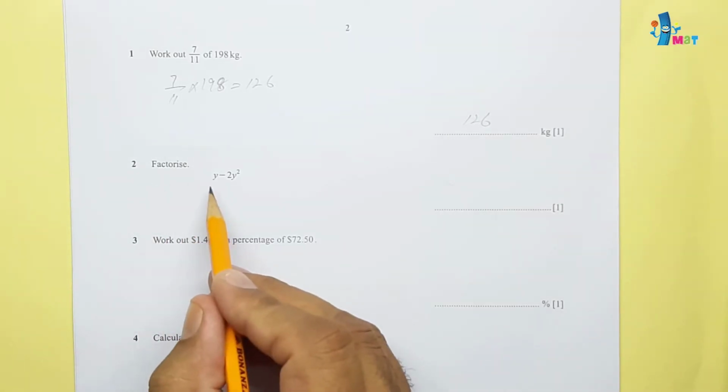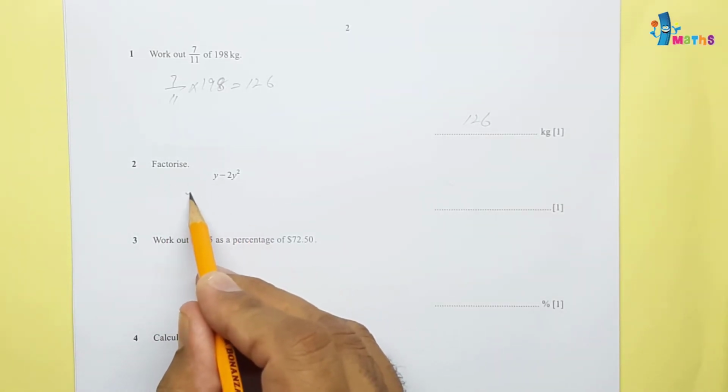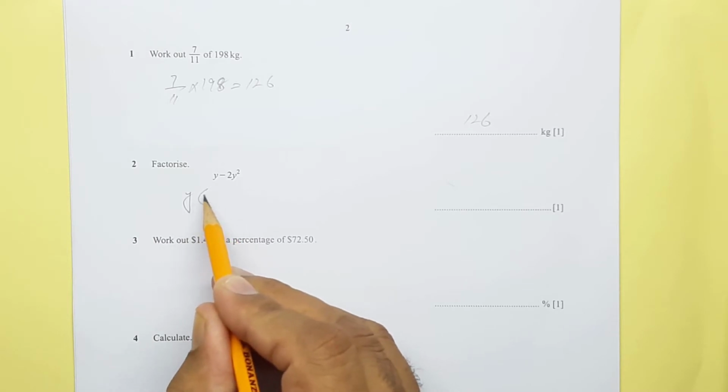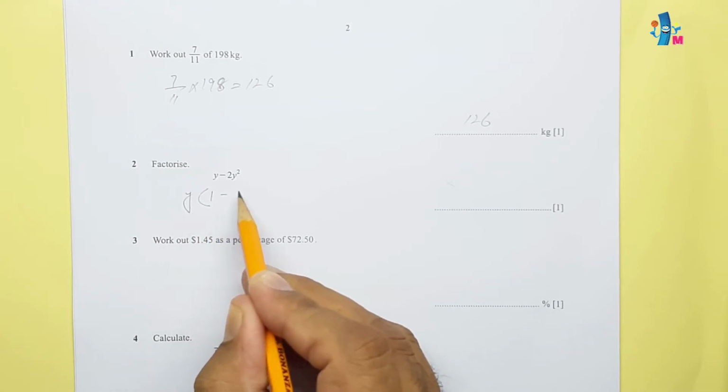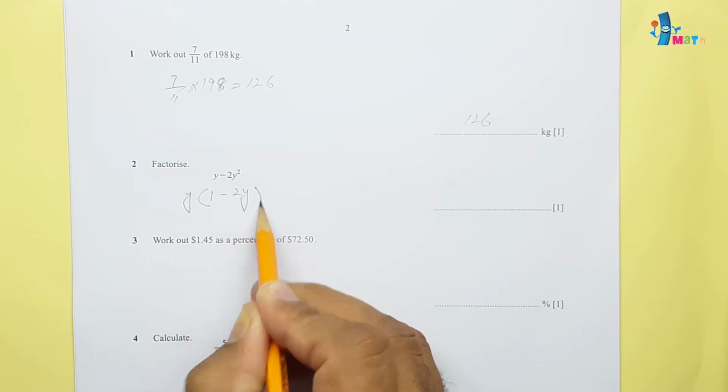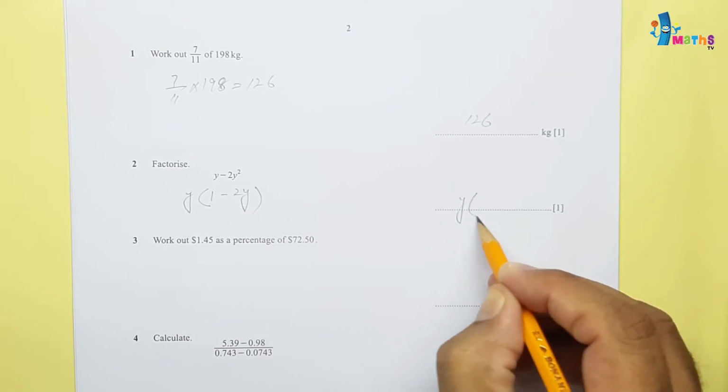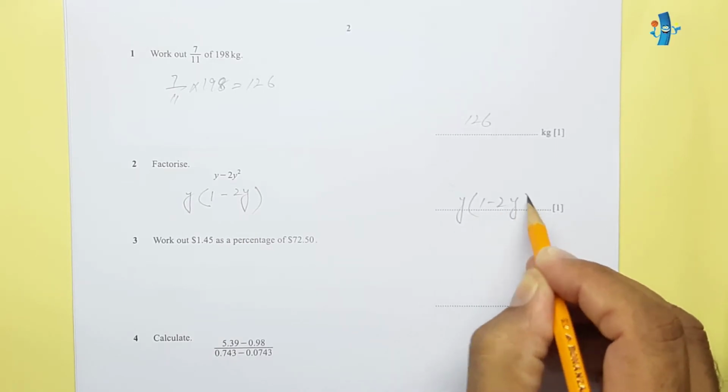Question number 2, factorize. So we'll have to check what is common. Y is common in both, so we can take y out. So this will be 1 minus 2y. This will be our answer: y into 1 minus 2y.